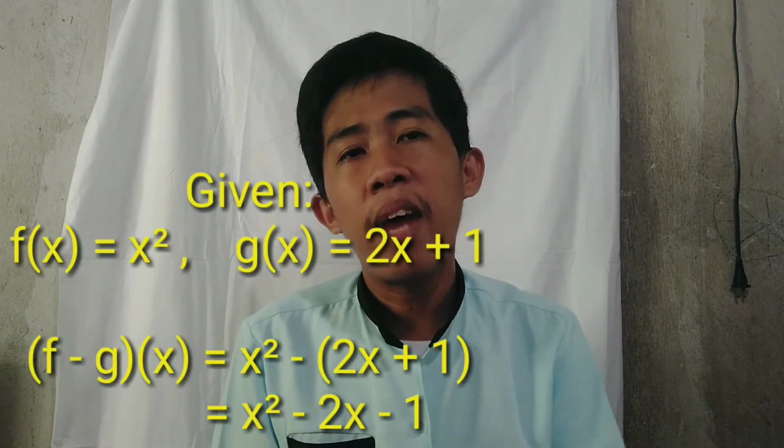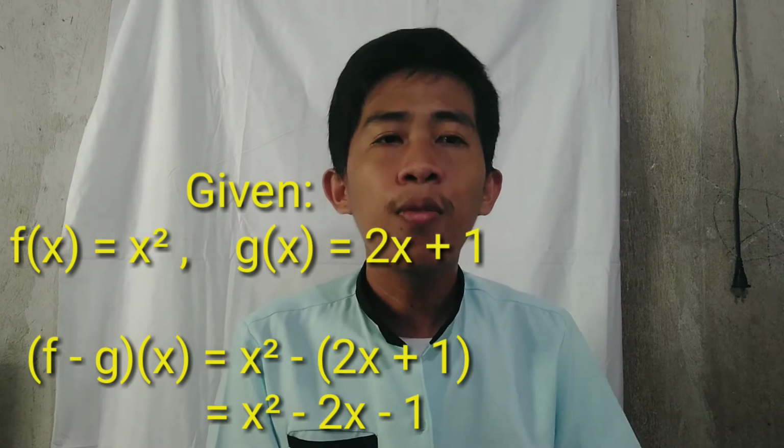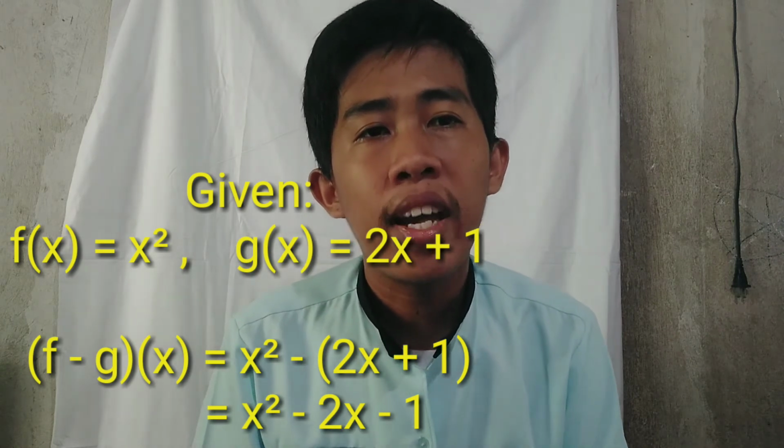So if we would try to solve f of x minus g of x, given f of x is equal to x squared and our g of x is 2x plus 1, so the difference of those two functions is x squared minus the quantity of 2x plus 1. Therefore, our final answer is x squared minus 2x minus 1.